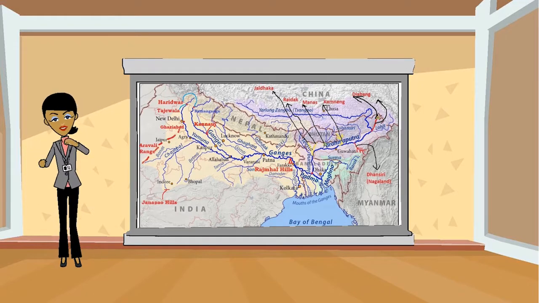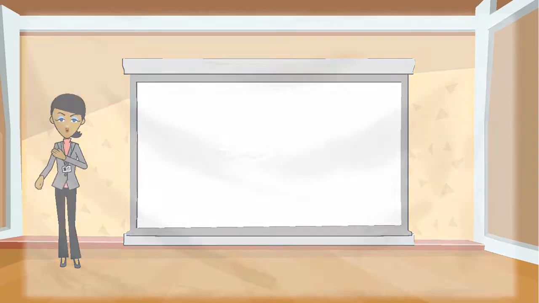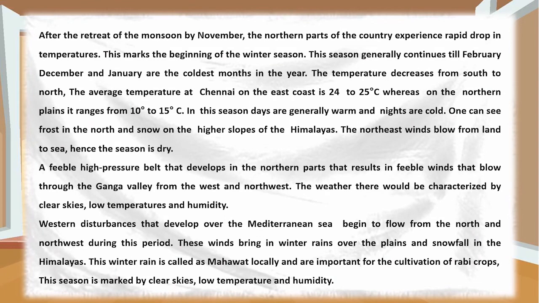Western disturbances begin to flow from the north to northwest. These disturbances are created over the Mediterranean Sea. Winter rains in plain areas and snowfall in the Himalayas are brought by these disturbances. Winter rains, also known as Mahawat, are important for the cultivation of Rabi crops.